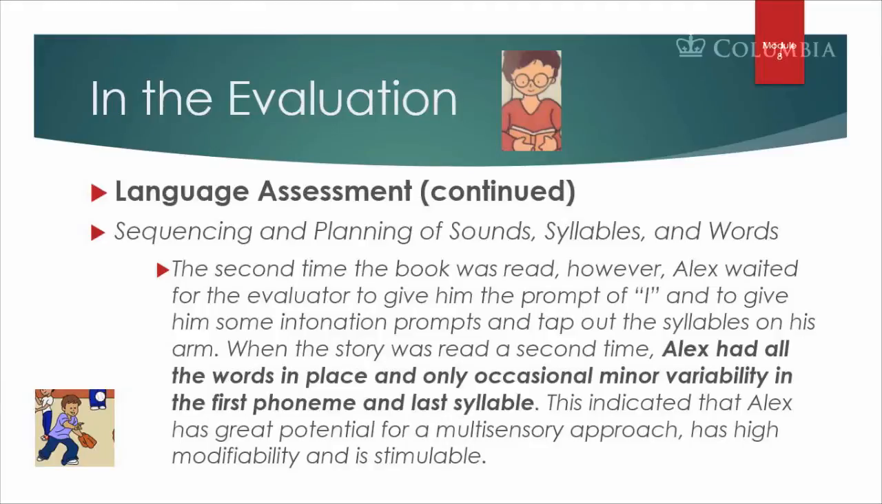The second time the book was read, however, Alex waited for the evaluator to give him the prompt of I and to give him some intonation prompts and tap out the syllables on his arm. When the story was read a second time, Alex had all the words in place and only occasional minor variability in the first phoneme and last syllable. This indicated that Alex has great potential for a multisensory approach and has high modifiability and is stimulable.